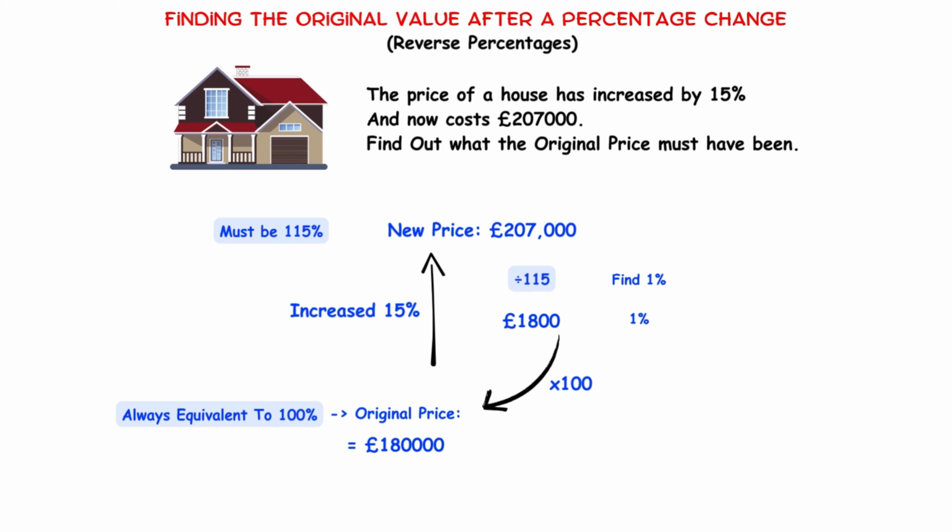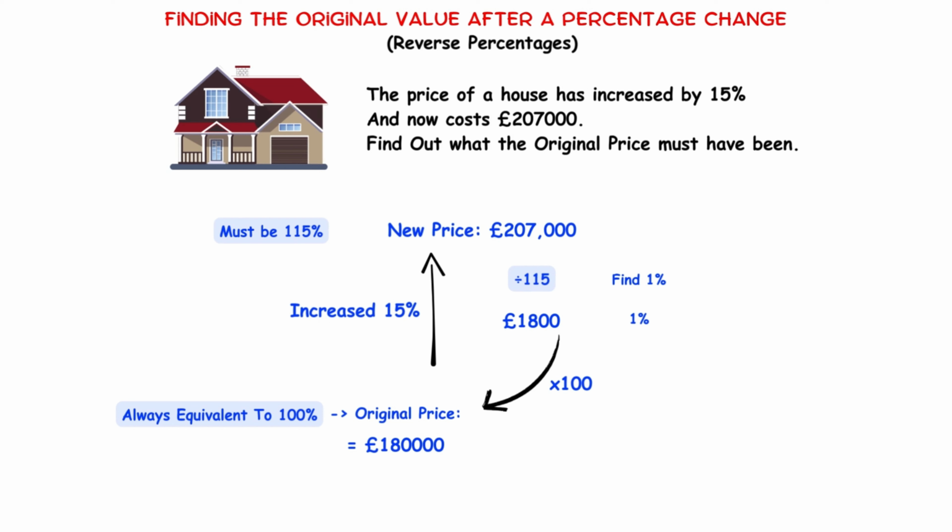So in this scenario, the £207,000 is the new price after some original price which we don't know yet has been increased by 15%. The best way to think about these questions is to remember that the original price is always equivalent to 100%. So in this example, where the price has increased by 15%, the new price is effectively 115% because we can think of it as the original 100% plus the extra 15%, which is 115% in total.